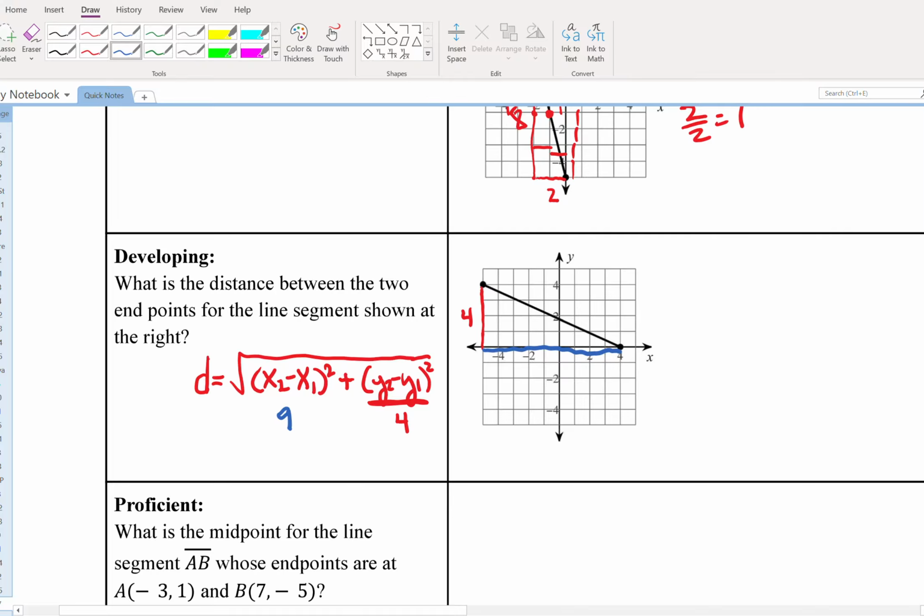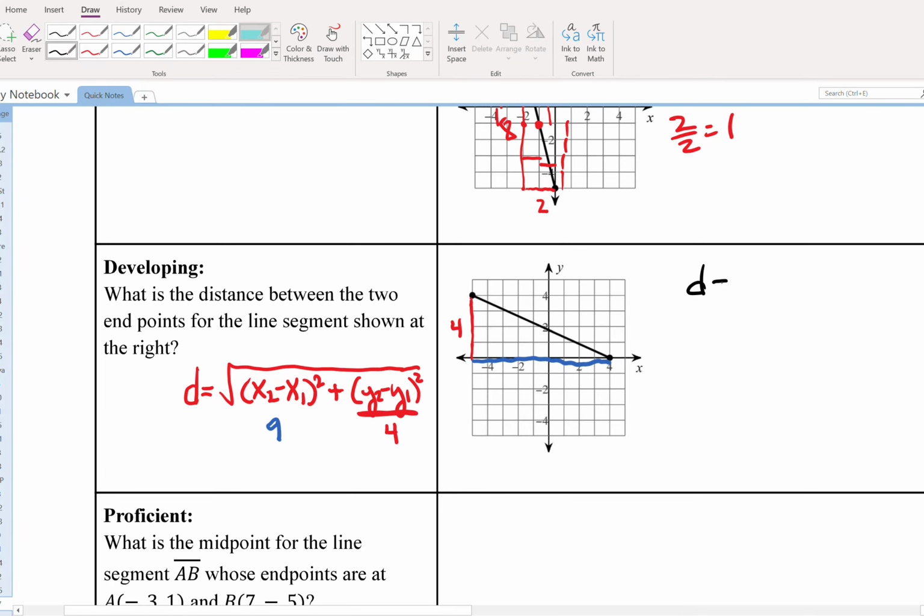And so then you just have the distance is equal to the square root of 9 squared plus 4 squared. And 9 squared is 81, 4 squared is 16, and so that would be 97. And so the distance is the square root of 97.